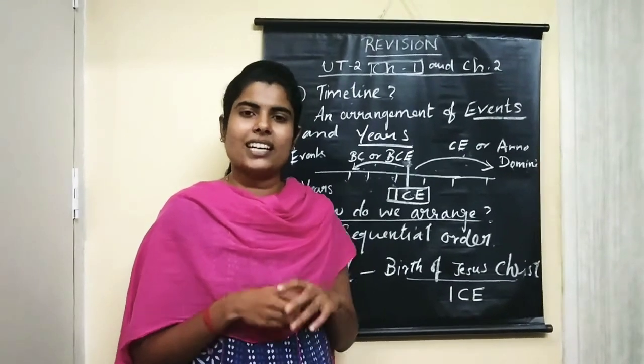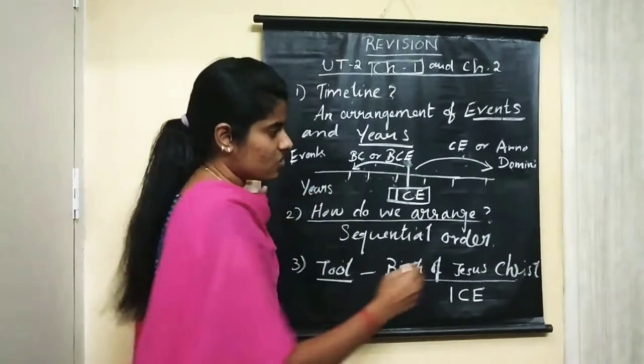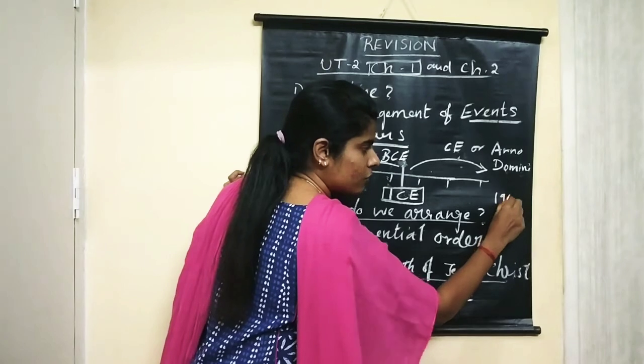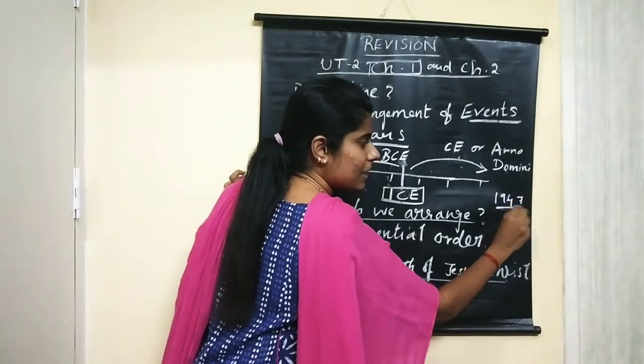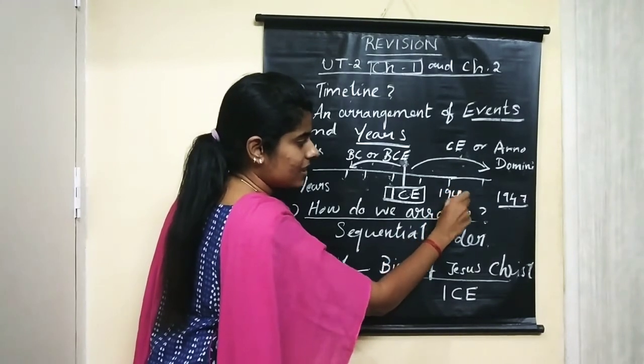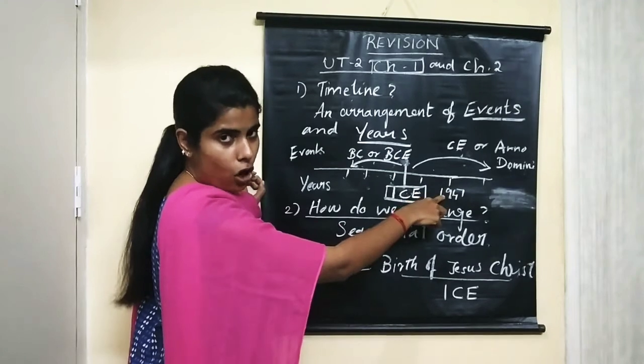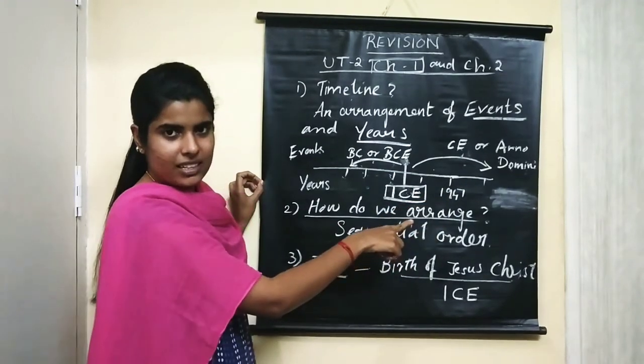And what about the year in which we got independence? When did we get independence, children? We got it in 1947. So we got independence after Christ's birth. So it comes under common era. So can you get this, children?